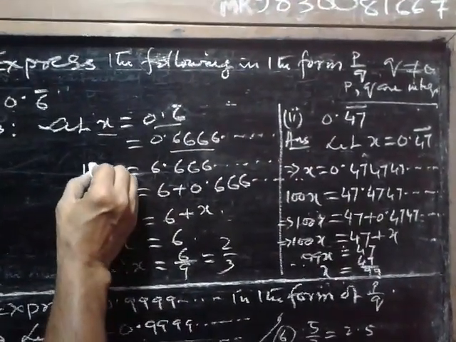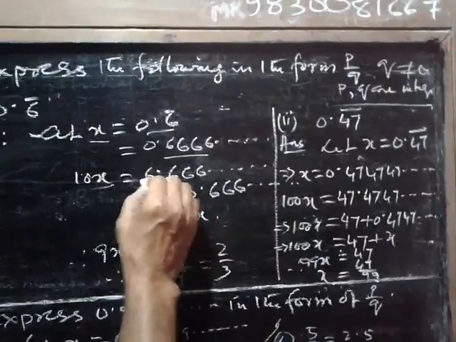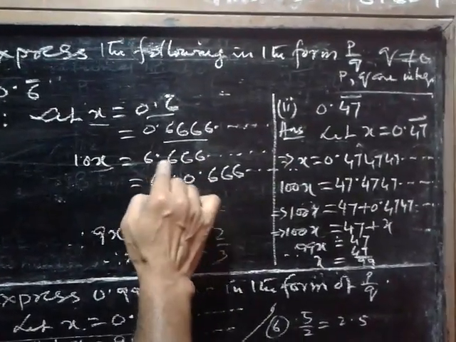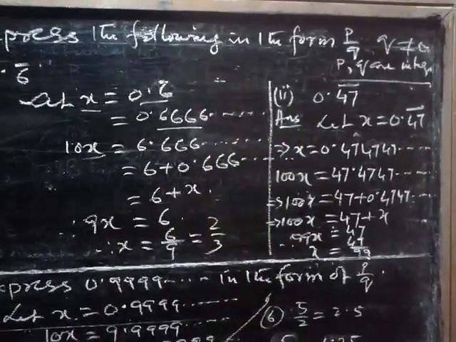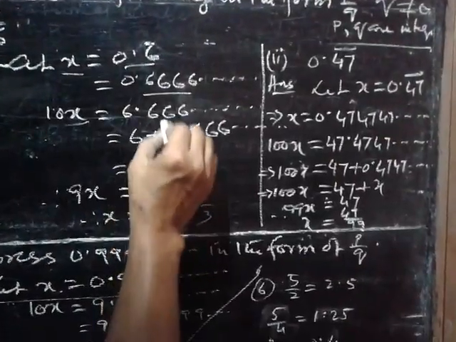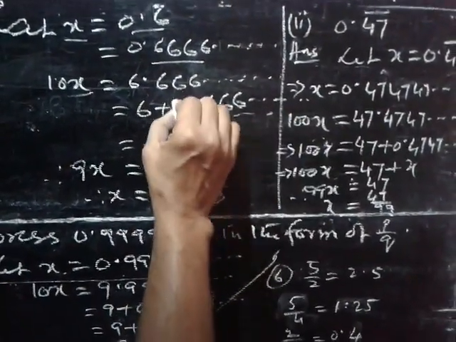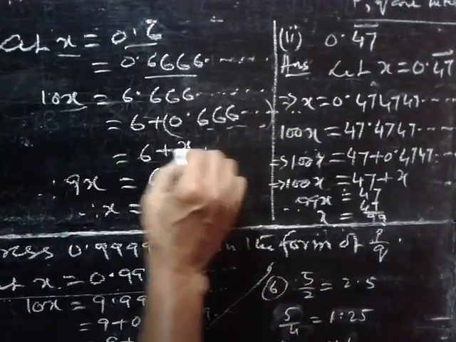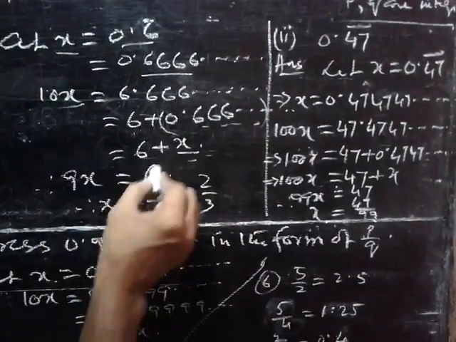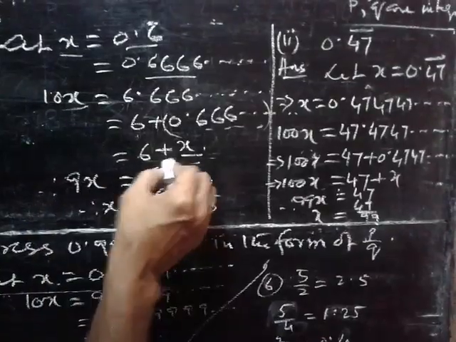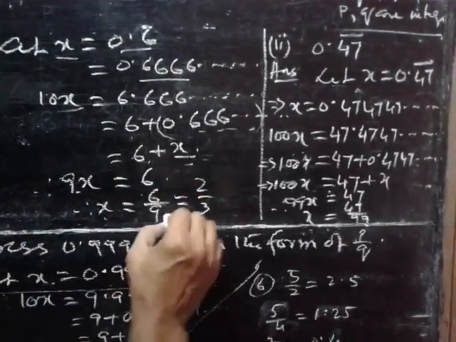Now multiply both sides by 10. So it has become 6.6666, like this it will go on. Split this into 6 plus 0.666, and this is once again x. So 6 plus x equals 10x, that is 9x equal to 6, then x equals 2 by 3.